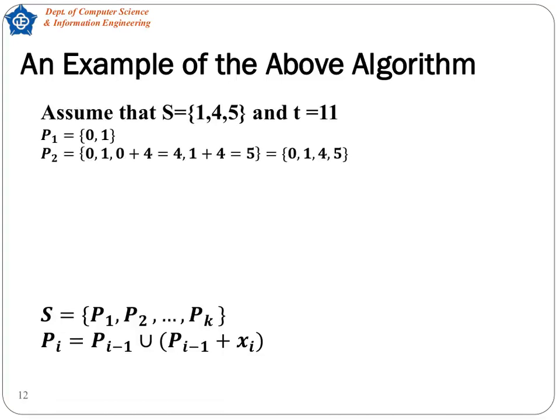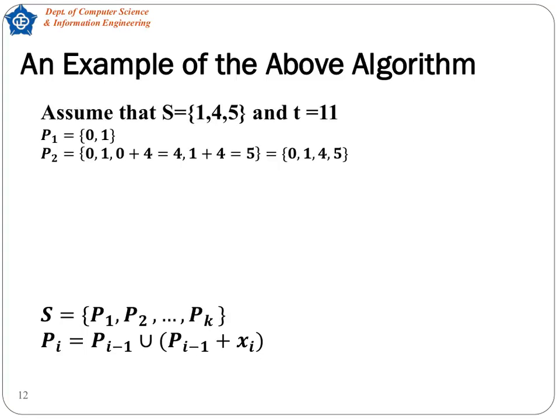Now let's see how the algorithm builds up all achievable sums, one element at a time. We still have S equals 1, 4, 5, and our target t equals 11. First, we process the number 1. P_1 equals 0, 1.